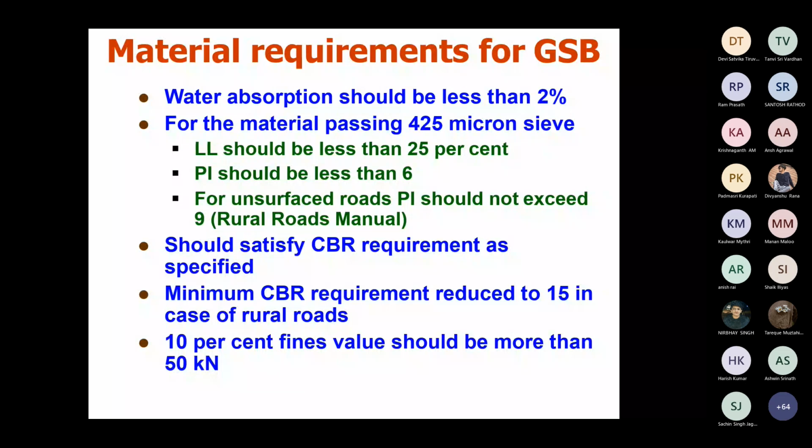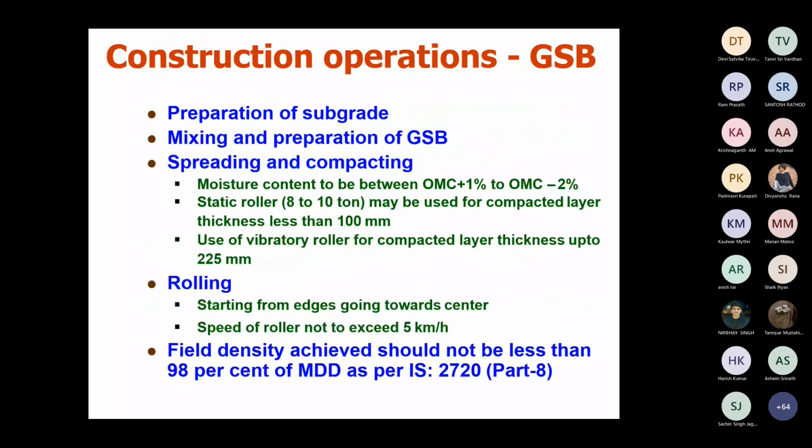And this material should satisfy the CBR requirement as specified. The minimum CBR requirement is reduced to 15 in case of rural roads. For other specifications, 20% is required, but for rural roads at least 15% it should have, and the 10% fines value should be more than 50 kilonewton. 10% fines value means if you're taking the material and crushing it, to obtain this 10% finer material you should have applied more than 50 kilonewton load.